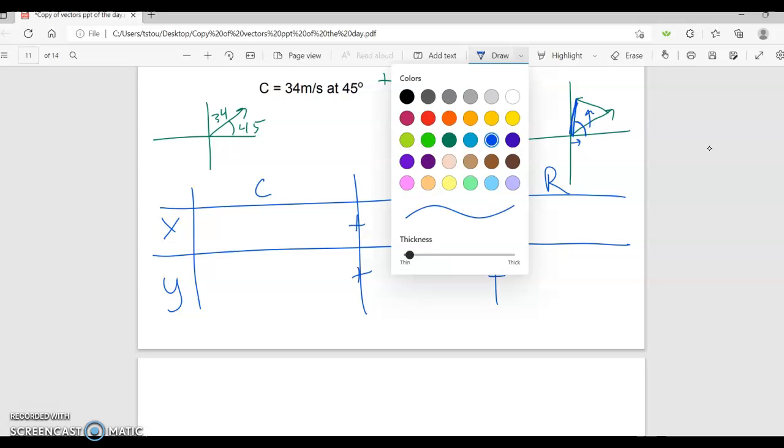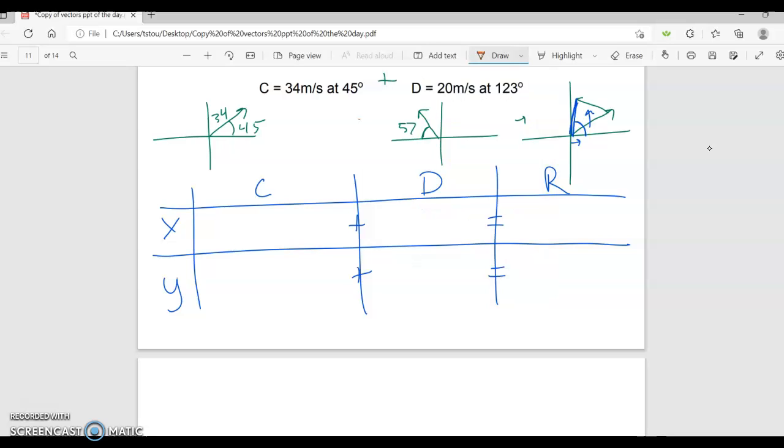Okay, we'll start with my C here. In other words, I'm going in the x direction, so I want to know what's the C sub x. Well, there I'm looking at adjacent over hypotenuse, which is 34, and I know that's cosine. Cosine of 45 equals the adjacent, C of x, over my hypotenuse 34. When I get that, I get my C of x to equal 24.04.